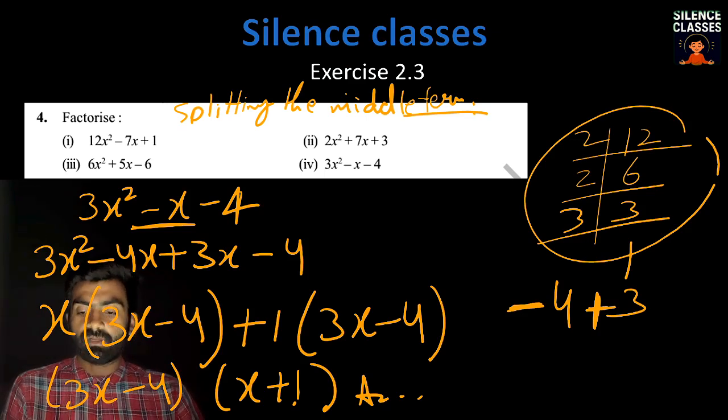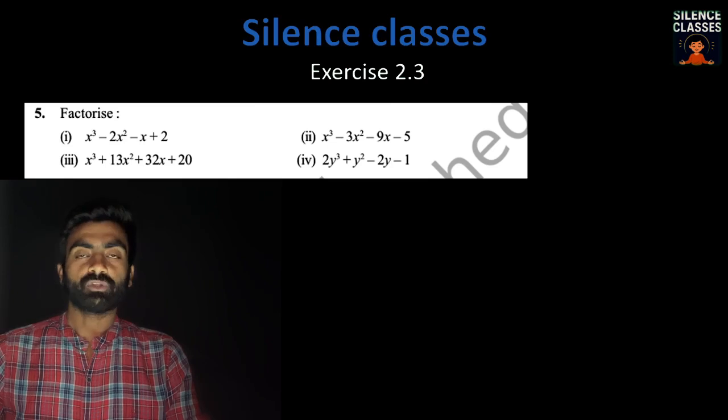Okay, and if you multiply, you will get the answer, that is, 4 threes are 12, meaning the multiplication of the first term and the last term. The introduction part is also there.